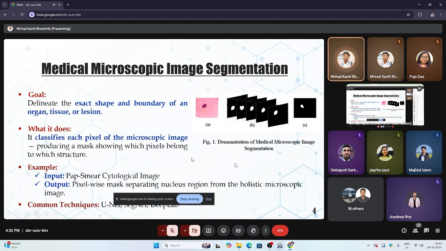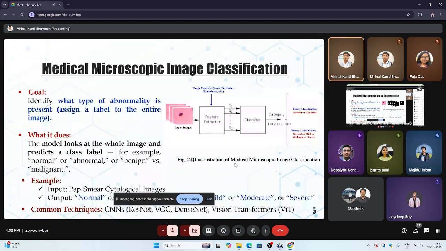For example, if we give a pap smear cytological image as input, it gives output as a pixel-wise mask separating the nucleus region from the holistic microscopic image. Some of the common techniques are UNet, SegNet, and DeepLab.